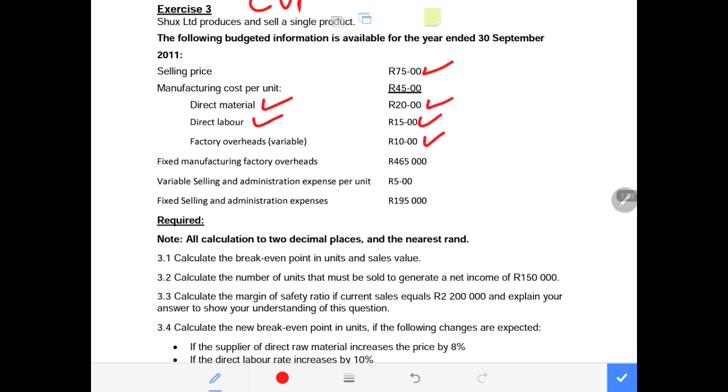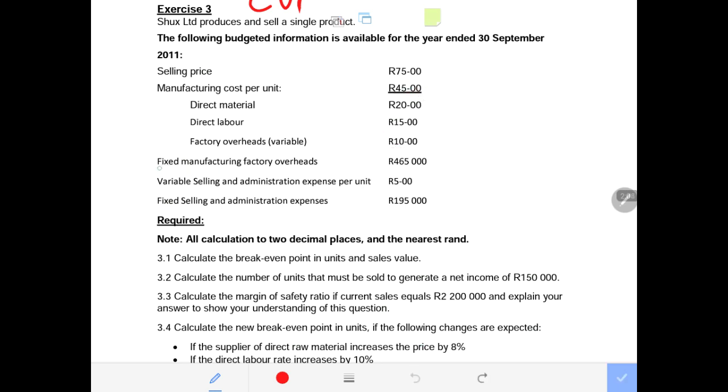And we know that material and labor are called prime cost. Just to remind you of that, direct costs are prime cost. Then we have direct labor and manufacturing overheads, only those that are variable in this case. And we know that direct labor and manufacturing overheads are called conversion cost, not only variable. All the manufacturing overheads, both fixed and variable, are conversion cost. Then we have the total of these three, which is 45 Rand.